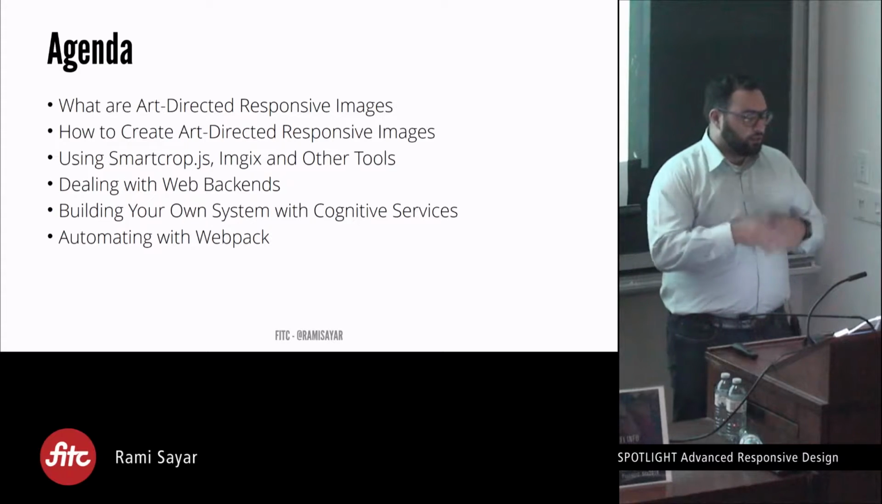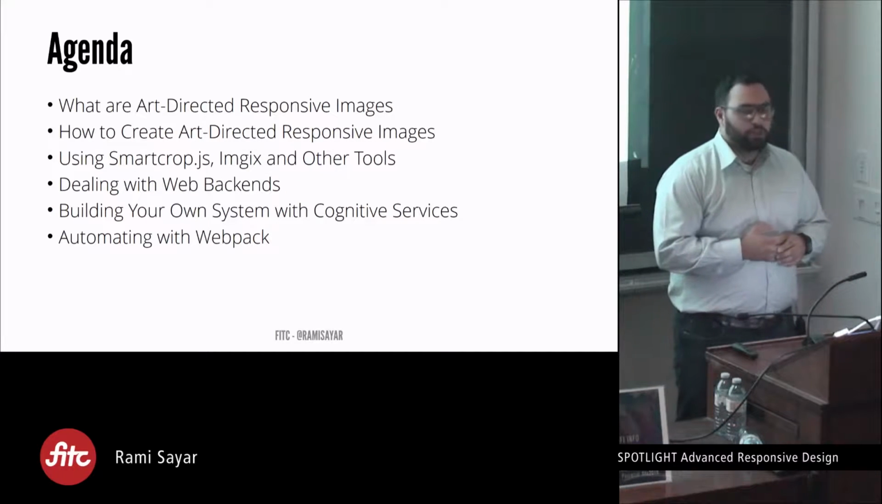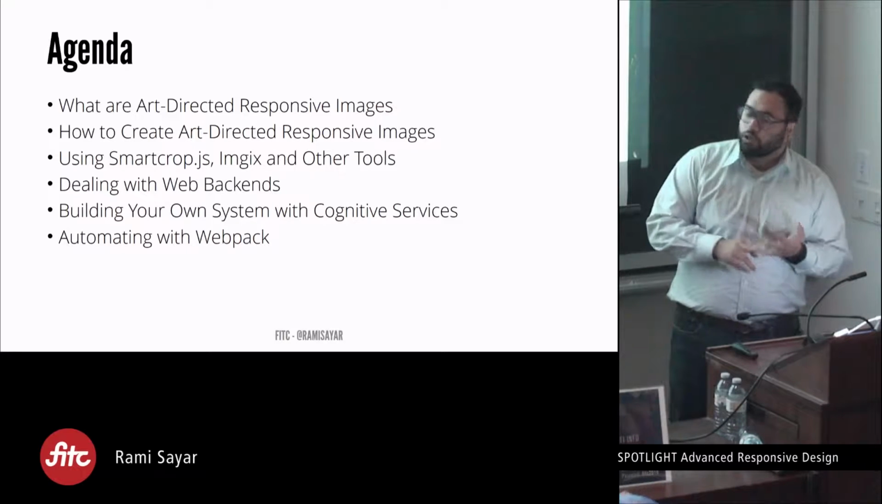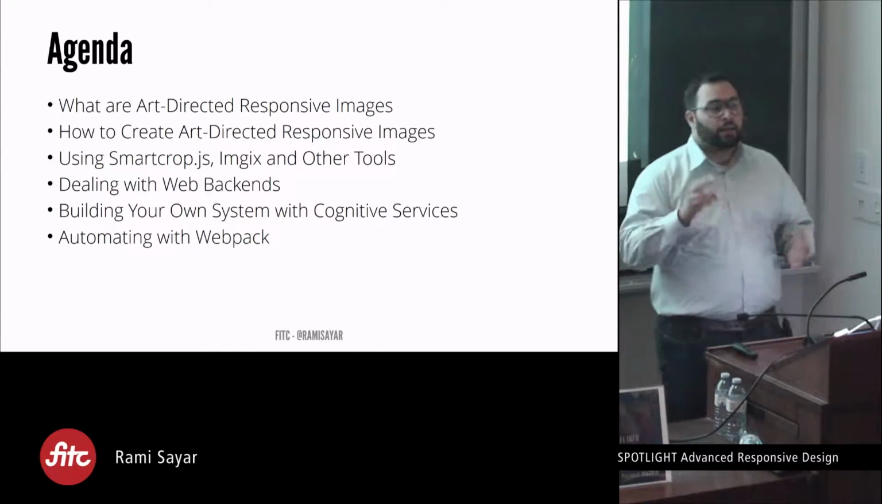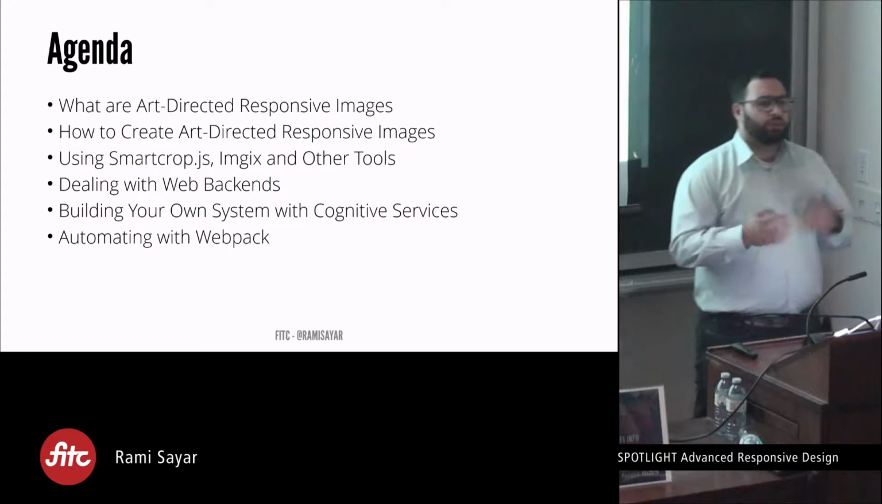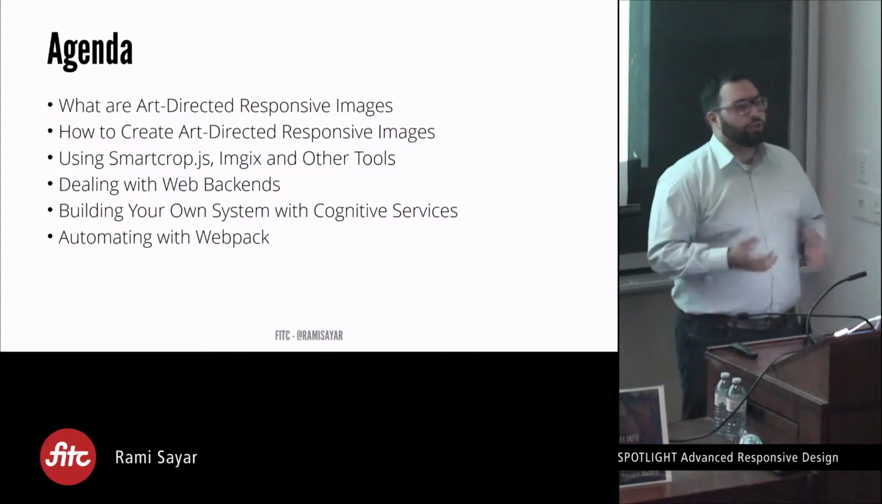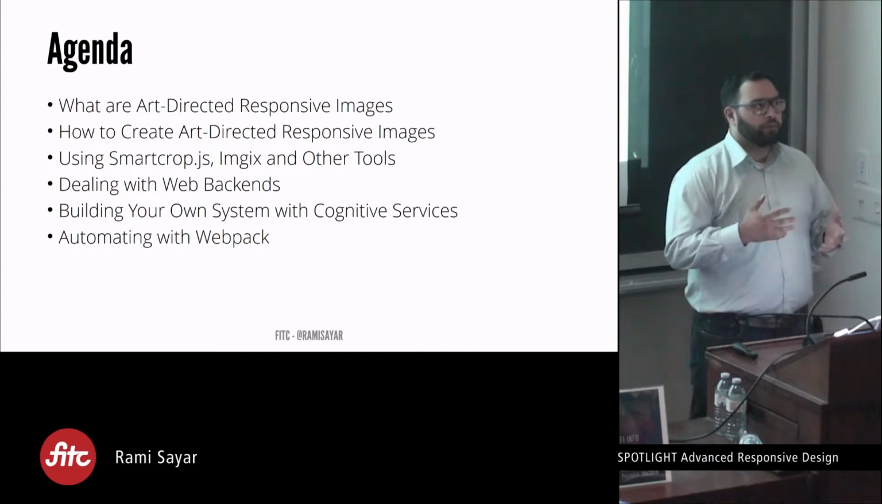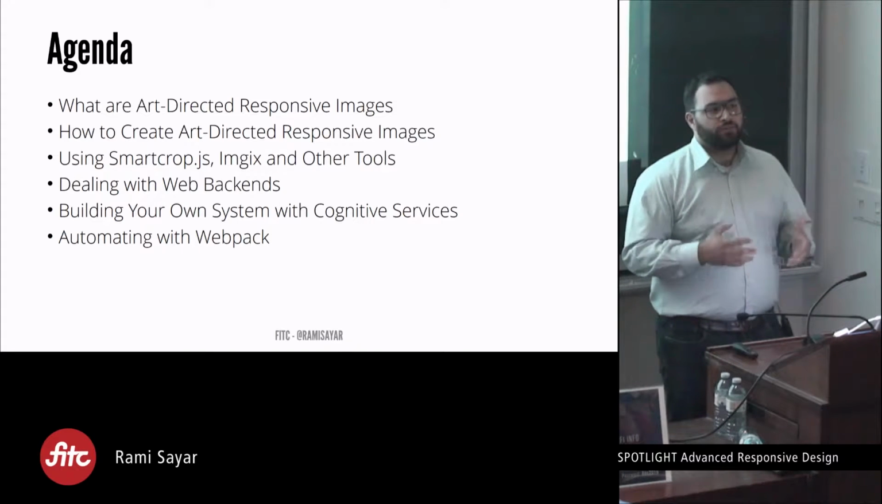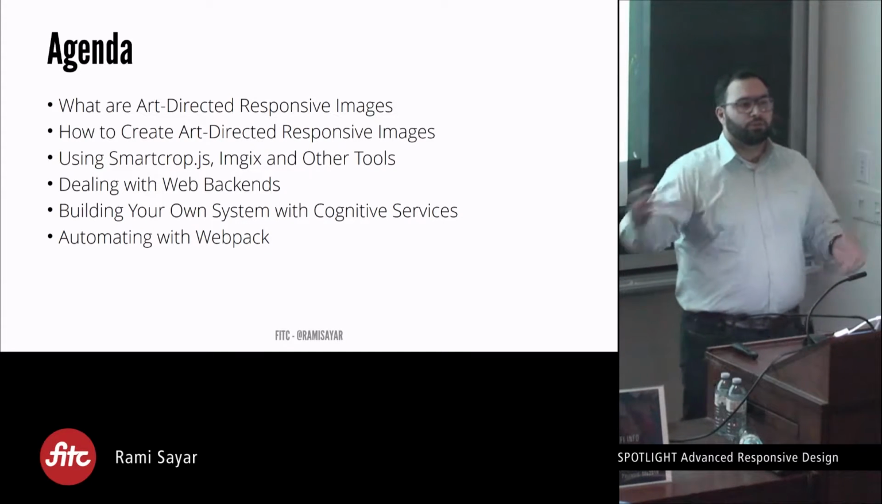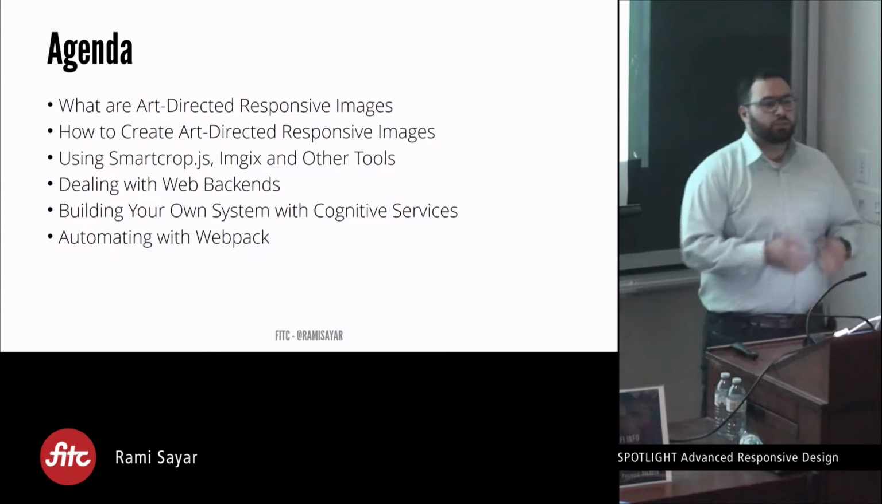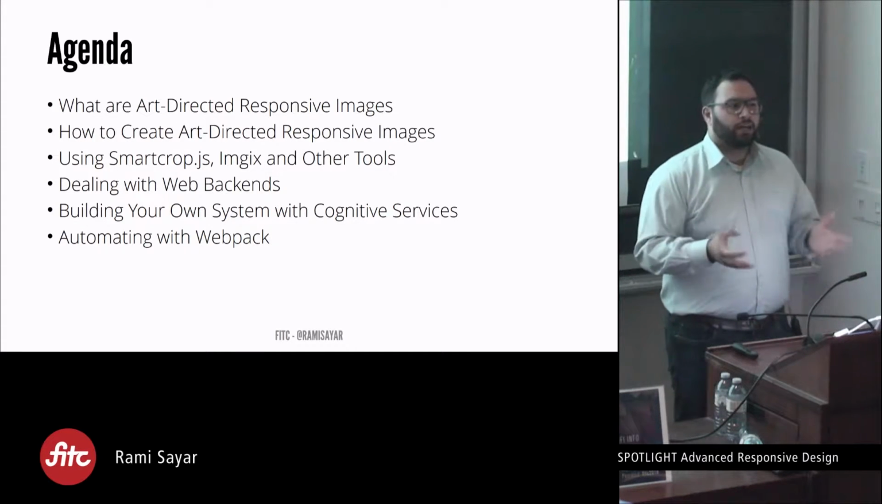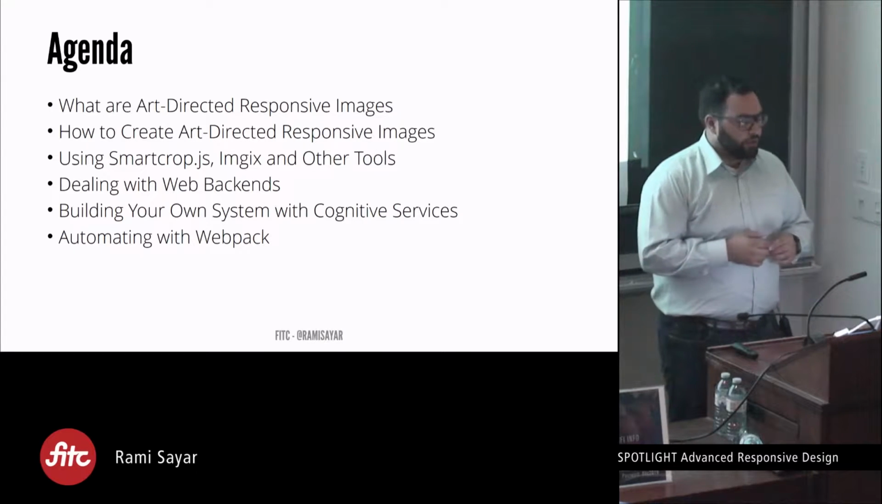On the agenda, I'll cover what art-directed responsive images are and why we should actually care about them, and how to create some. I'm going to show you some tools like Smartcrop.js, Imgix, Cloudinary, and a whole bunch of other tools that I've found that help you along this process. I'll show you how to deal with different backends. I'm a Node developer, I do a lot of JavaScript and Node.js, so I have a solution for this inside Node. I also have some ideas for how you could do this inside WordPress and a solution for Ruby on Rails. So it doesn't matter what type of web app you like to build. Hopefully I'll have something that's very similar for other languages as well.